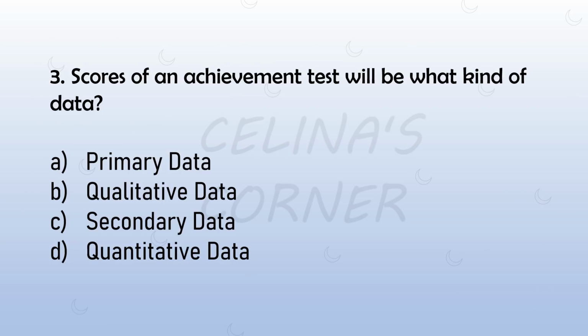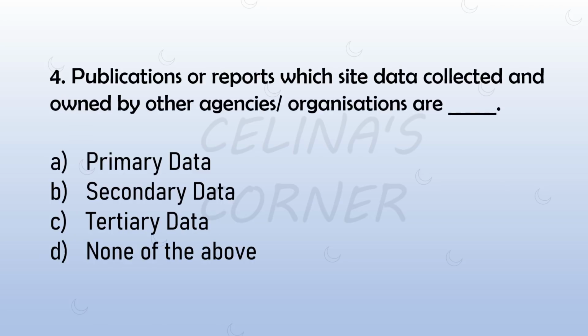So now solve this MCQ. Scores of an achievement test will be what kind of data? Will it be qualitative or quantitative? It will be quantitative. It shows you the number, the score that they achieve in the test. We saw the types of data. Now let's see the types of sources of data.